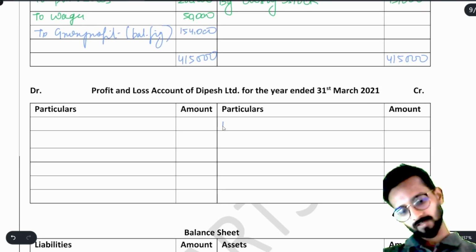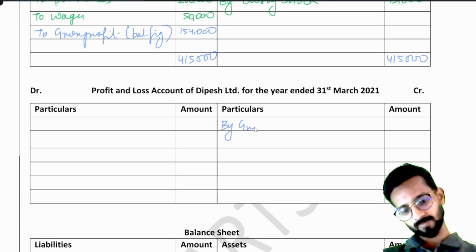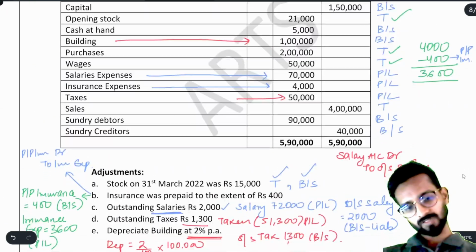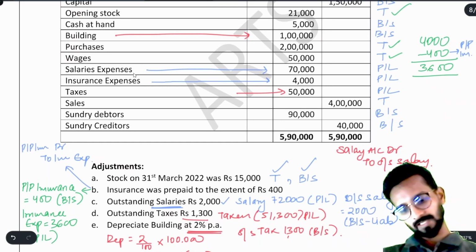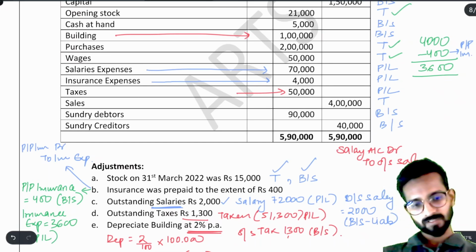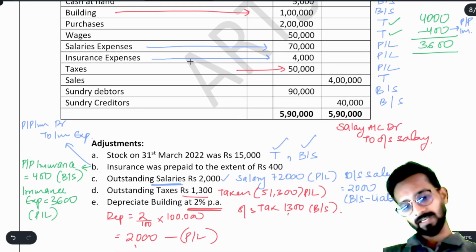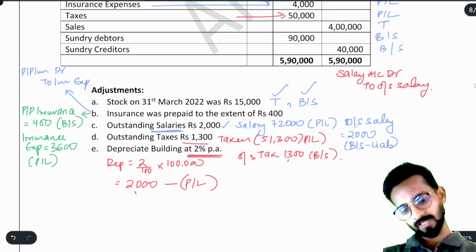By gross profit. How much is the gross profit? 1,54,000. After this, what are the P&L items? Salary, insurance, taxes. These are the 3 items. See, for all these three, we have adjustment. Check. Salary is 70,000.